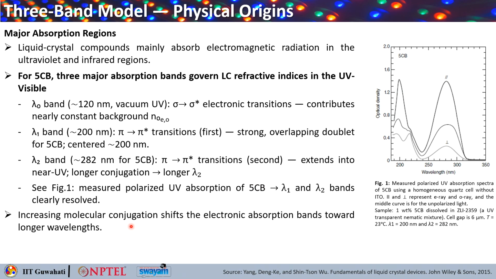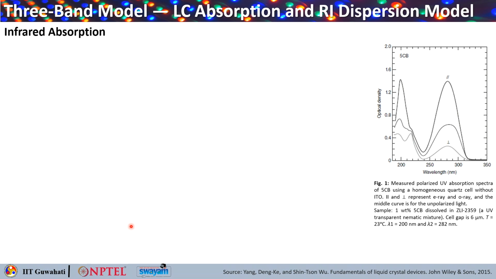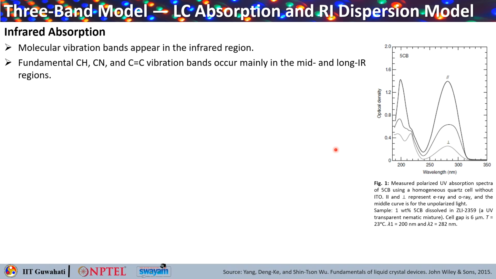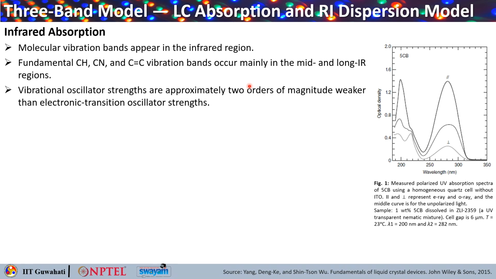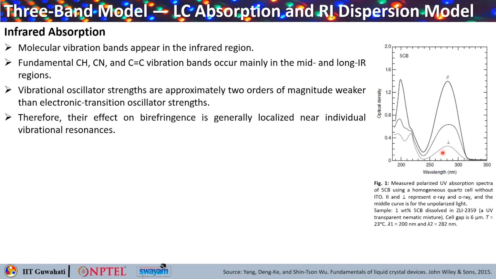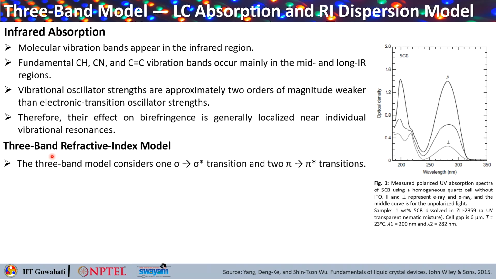So what is observed is that increasing the molecular conjugation shifts the electronic band toward longer wavelengths. Now because of the molecular vibration, bands also appear in the infrared region. So fundamental CH, CN or CC vibration bands occur mainly in the mid and long IR region. The vibrational oscillator strengths are approximately 2 orders of magnitude weaker as compared to the electronic transition oscillator strengths. Therefore, their contribution to the birefringence is generally localized near the individual vibrational resonances. So let's look into this 3-band refractive index model.